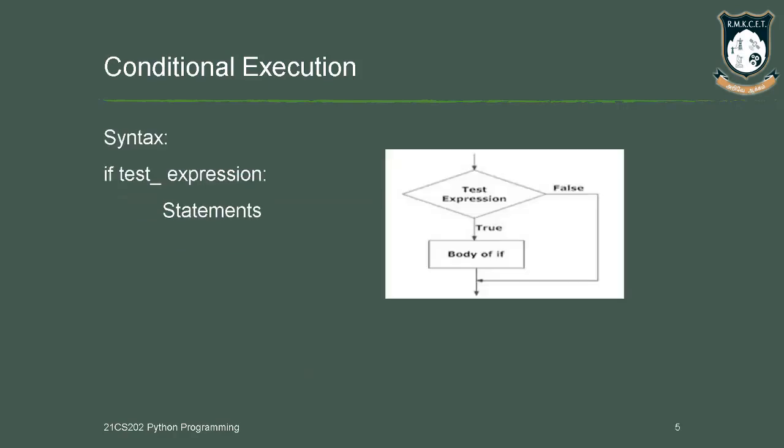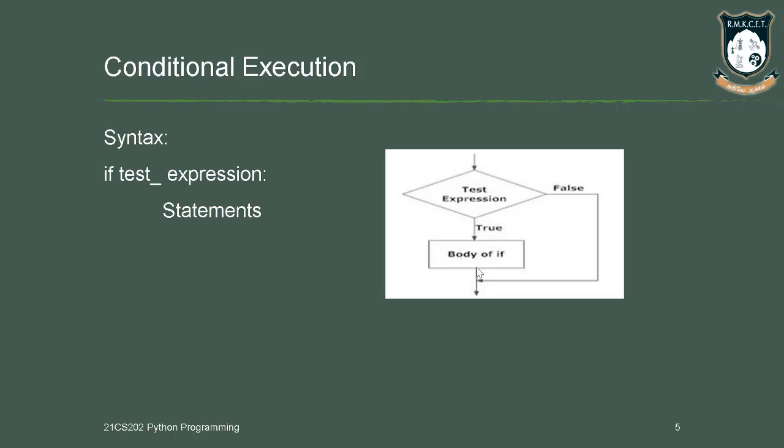Here you can see the flow chart, showing how the conditional execution gets executed. The condition is present at this position. If this condition gets satisfied, the boolean result true will be given, and the flow will go to the body of statement, so that the body of statement will get executed.